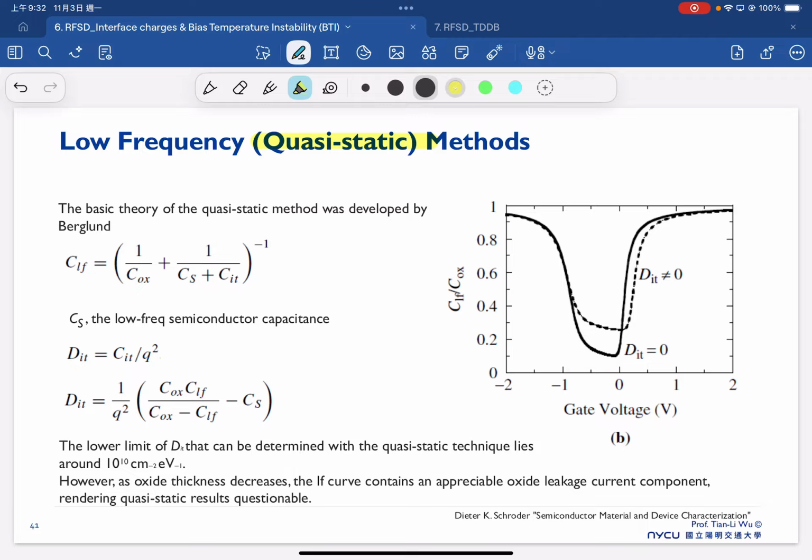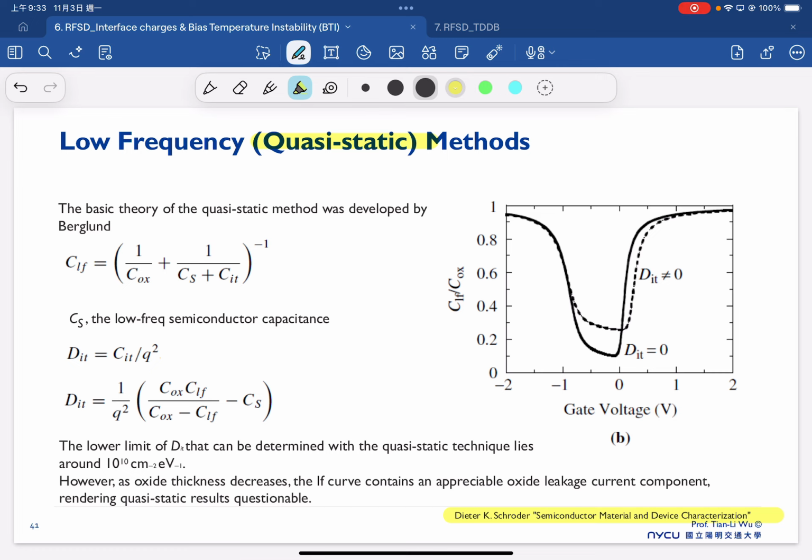The basic theory of this quasi-static method was developed by this researcher. If you are interested in how this method comes about, you can refer to this textbook, which is a very nice textbook that covers in detail all kinds of different characterization methods, including from the materials and also for the electrical results. So that's a very nice toolbox that we will use very often.